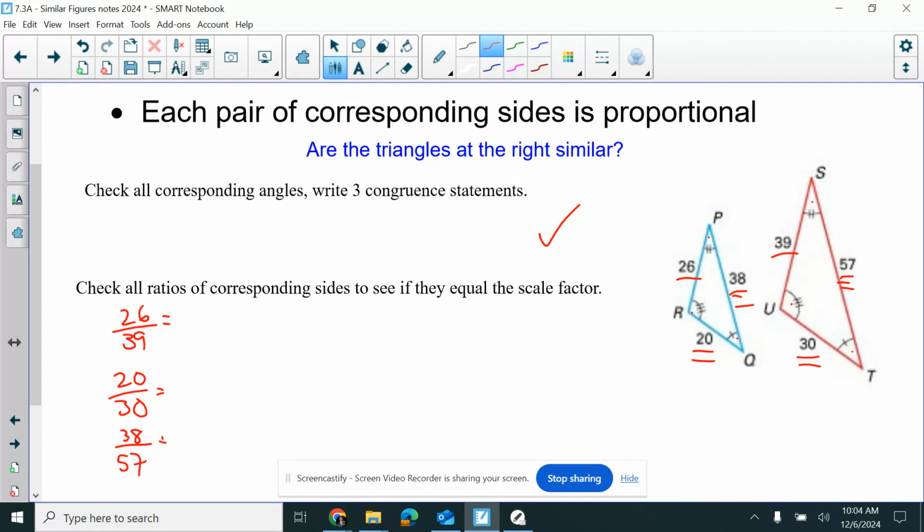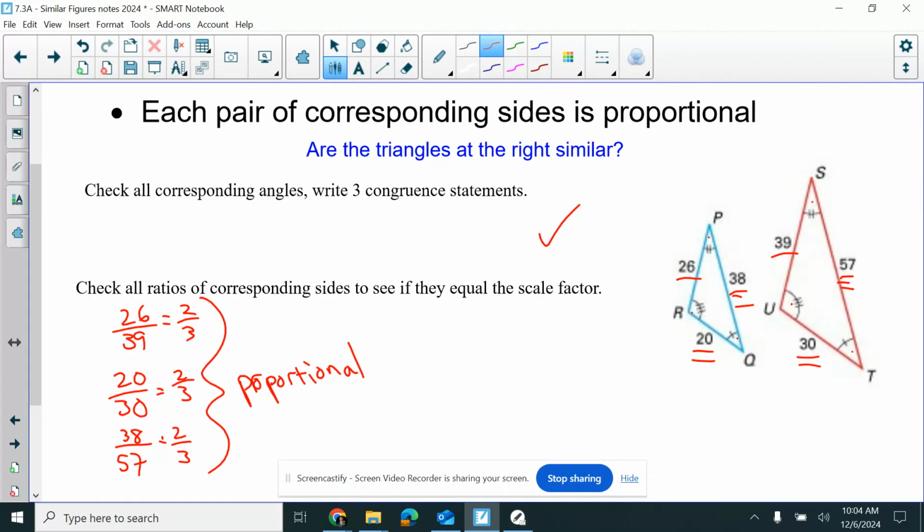All right, so now all I have to do is simplify those fractions to see if they all equal the same thing. You can do this in your calculator, or you can do it by hand, it doesn't matter. When I simplify, each one I get 2 over 3, 2 over 3, and 2 over 3. If all of the sides have the same scale factor, that means the sides are proportional. And we already checked the angles, all of the corresponding angles were congruent. So that means that these two shapes are similar.